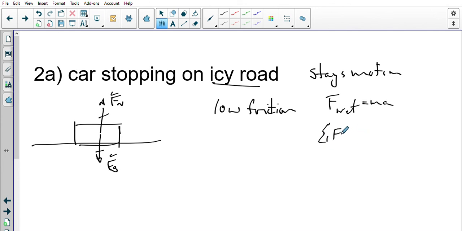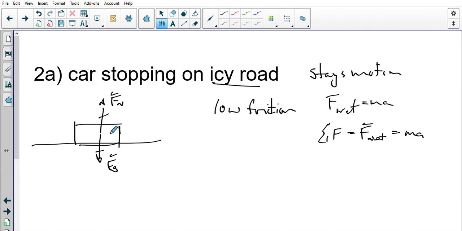So if the sum of the forces is equal to our F net, that's what we're always talking about, and that's equal to our mass times acceleration. Equal and opposite, no acceleration. They don't come into it. So the car is stopping on an icy road.